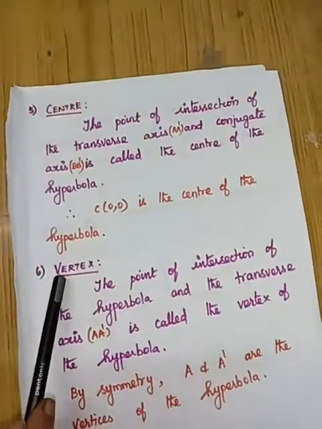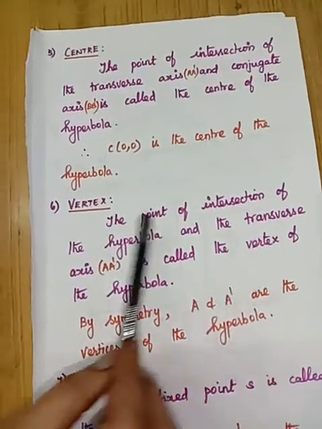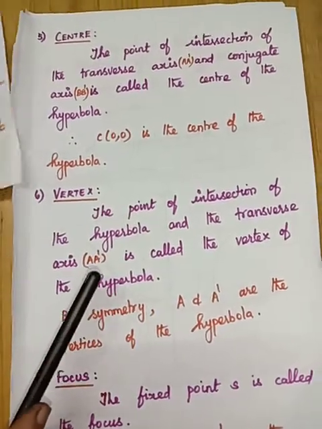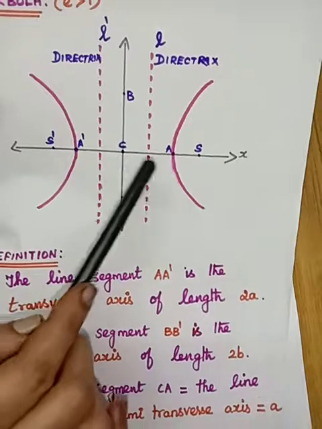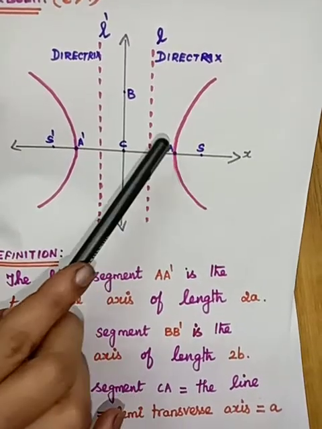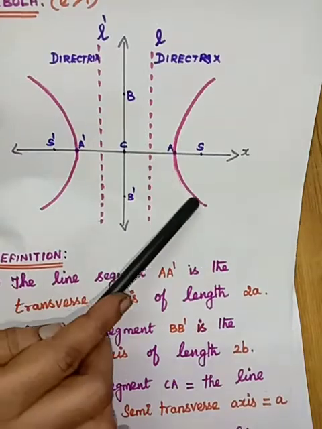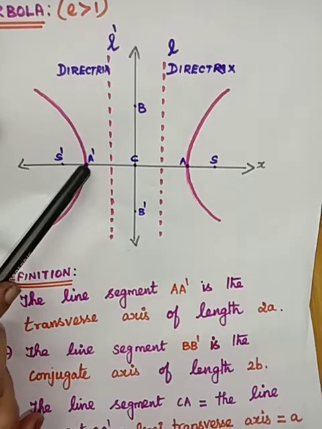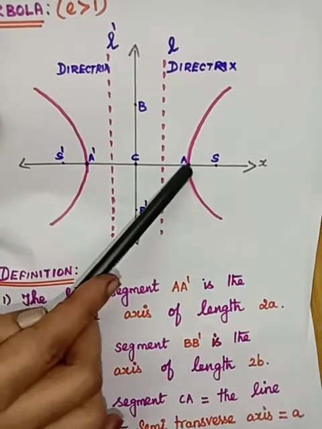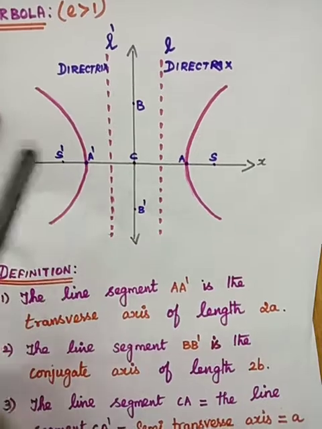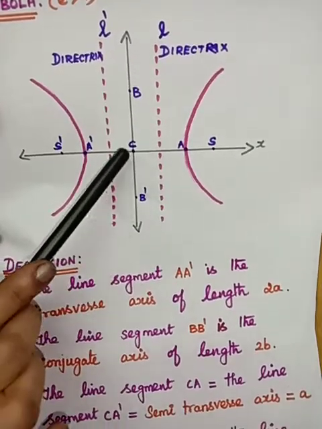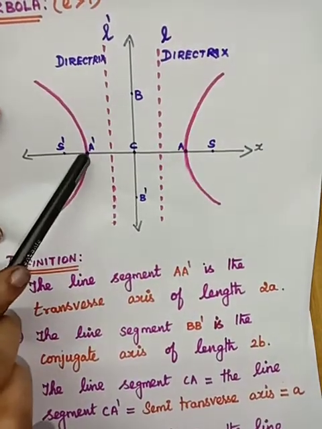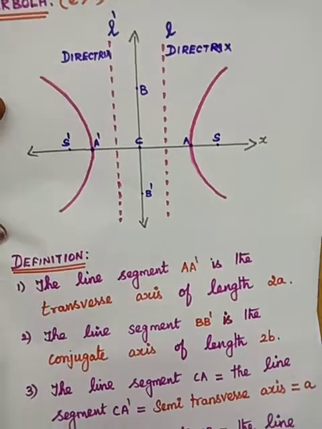Okay. So the next one, vertex. The point of intersection of the hyperbola and the transverse axis is called the vertex of the hyperbola. You see that this point and this point, A and A', these two are called the vertices of the hyperbola. C is called the center of the hyperbola. The points A and A' are called the vertices of the hyperbola.